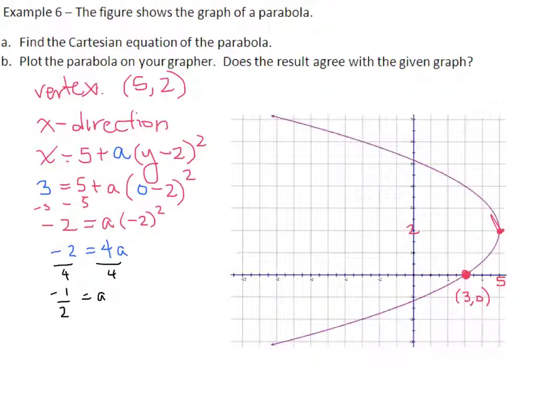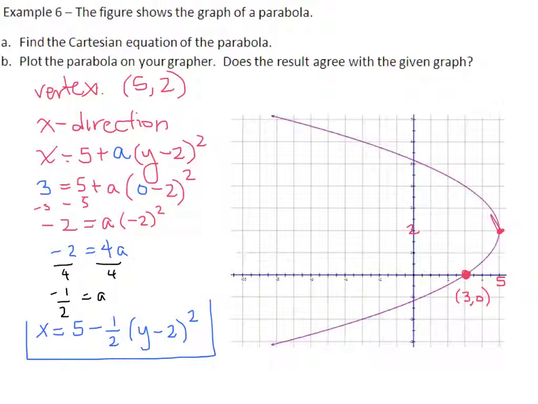So that gives me the equation that I have x equals 5 minus 1/2 times the quantity y minus 2 squared. So that's part A. That's the Cartesian equation for my parabola. Now if I want to go plot that on my graphing calculator, I have to get it to say y equals, which is quite a bit more work. I'm going to do that on another page. But this is the equation in graphable form.